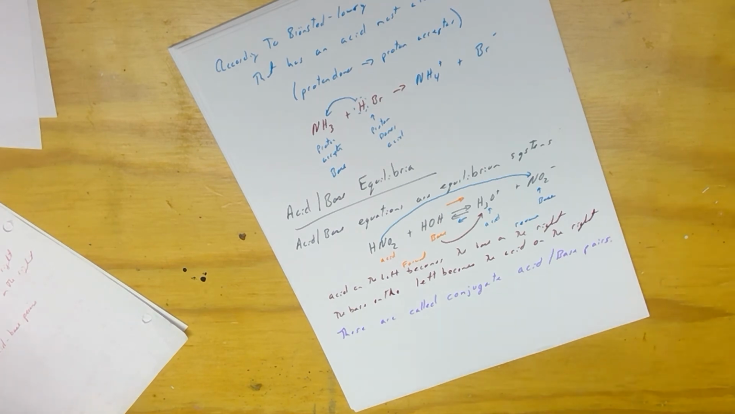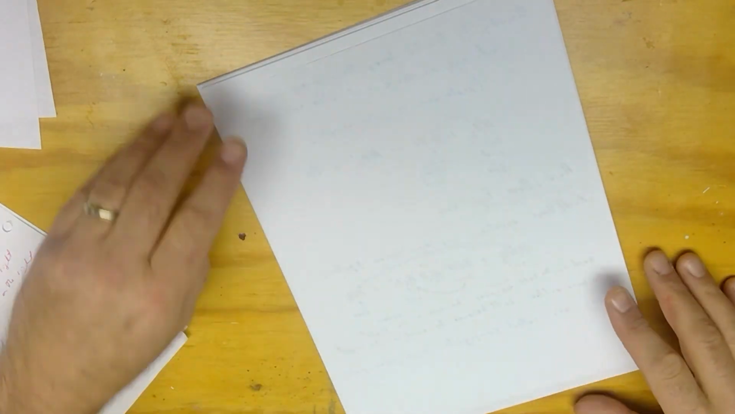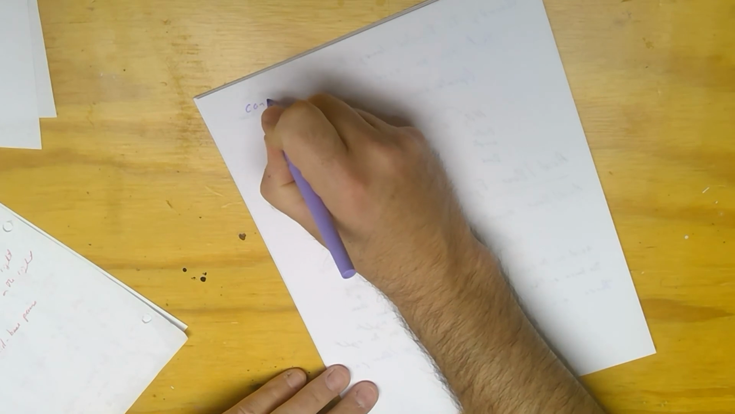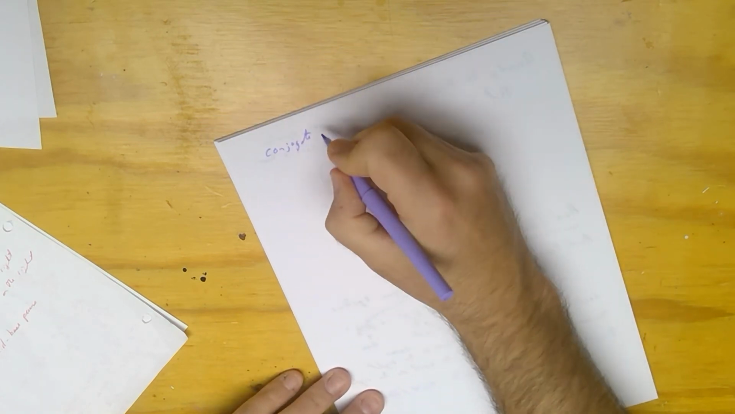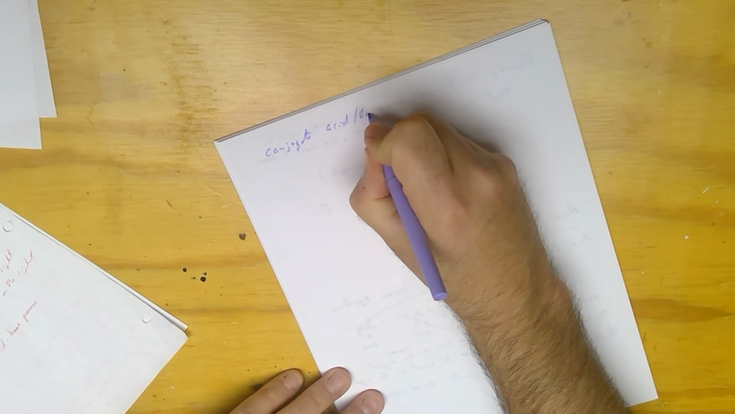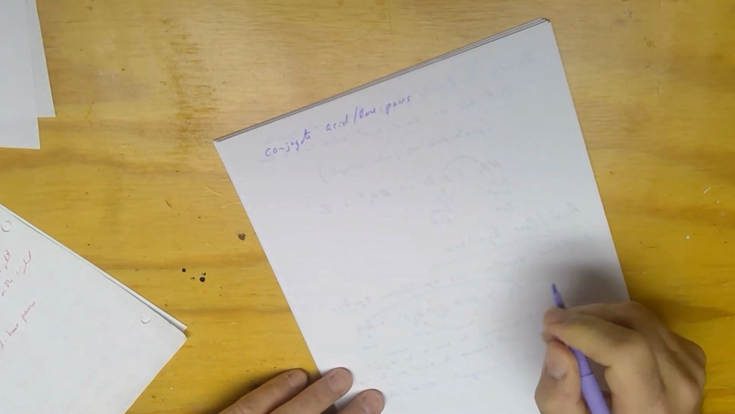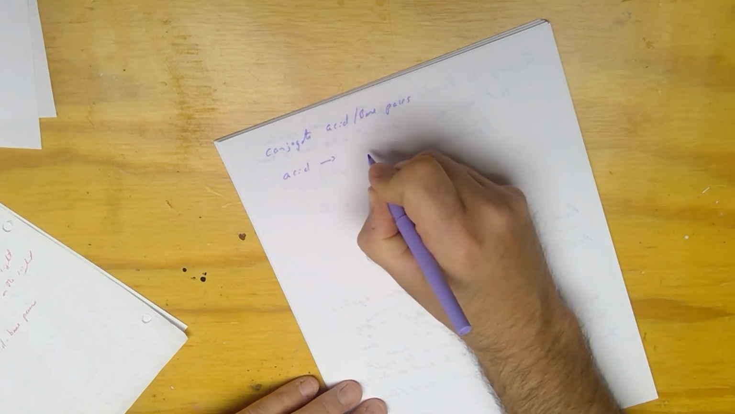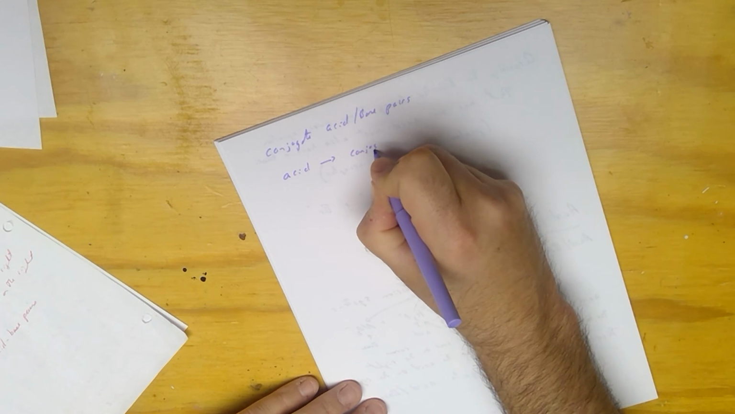Now, you need to be able to come up with an acid's conjugate base and a base's conjugate acid, and it's really easy to do. So let's go over here. Let's just label this conjugate acid base pairs. All right, and we're going to start with an acid going to its conjugate base.